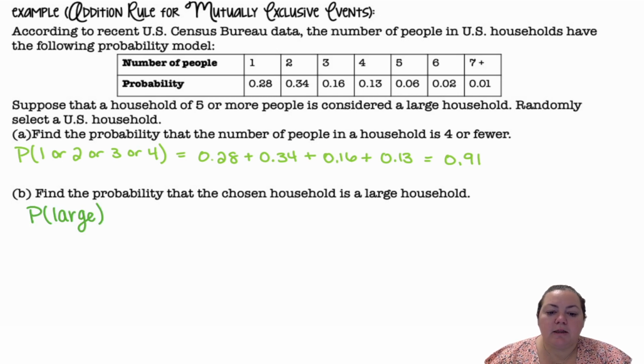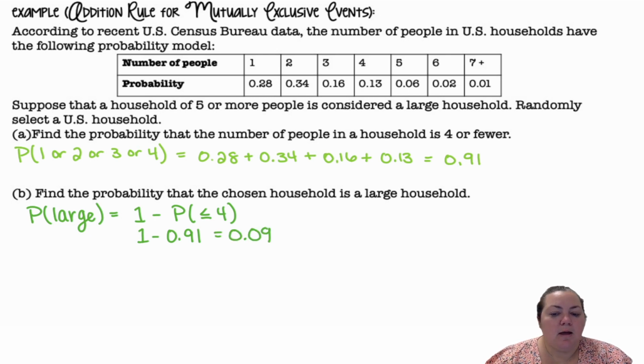Find the probability that the chosen household is a large household. So in order to be a large household, it is 5 or more. I could add 5 or more, or I can subtract what I just found, which was the smaller household. So it's 1 minus the probability that it's less than or equal to 4. Since I already have that, it's 1 minus 0.91, which is 0.09. I could have also done 0.06 plus 0.02 plus 0.01.